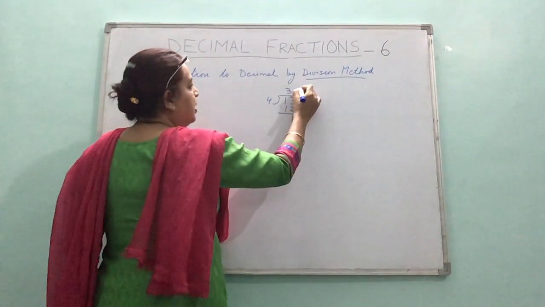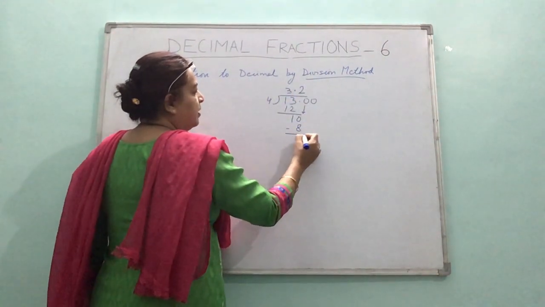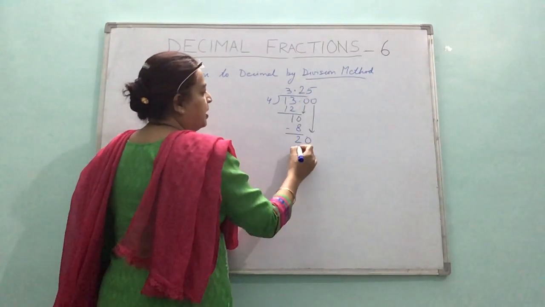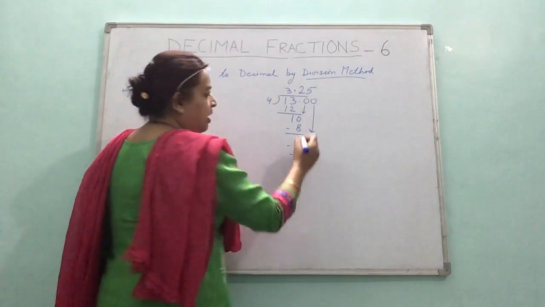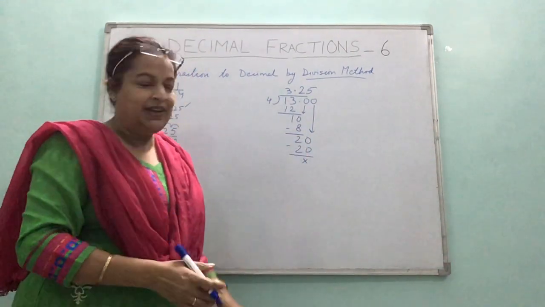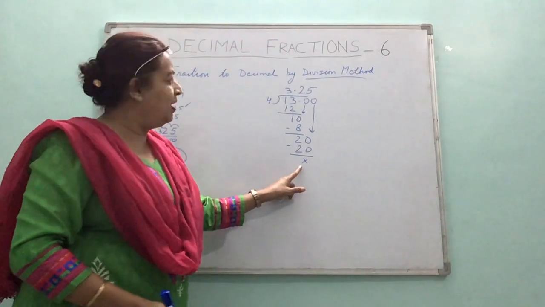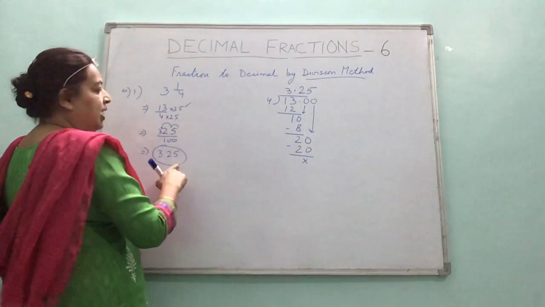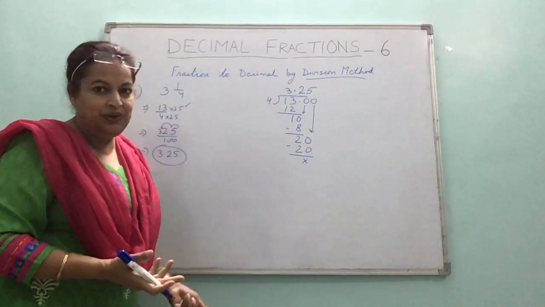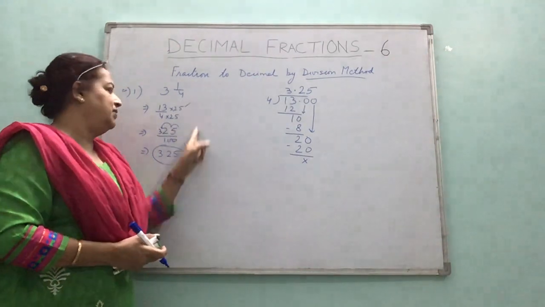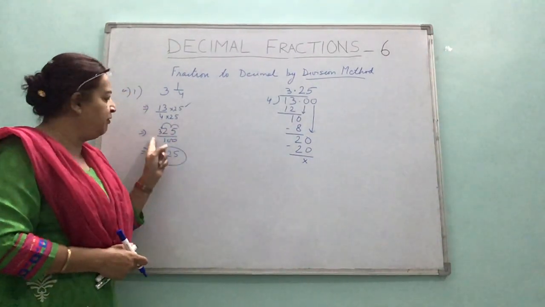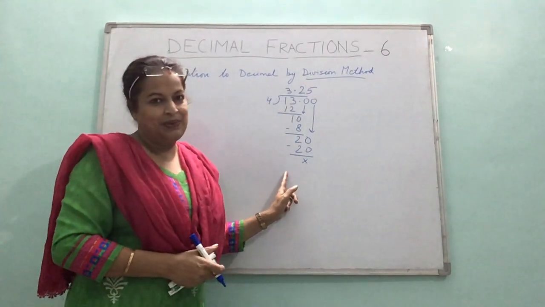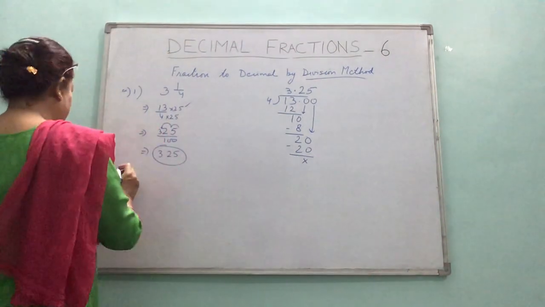Now 4 2 times is 8. Remainder 2. Again you can copy a 0. 4 5 times is 20. Now you keep dividing, you keep putting on zeros and you keep dividing till the remainder is 0. Now the remainder is 0. So 3 whole 1 by 4 by division method, the answer would be the same. Whichever method you use, the answer would be the same. So if you are able to convert into a decimal fraction, very easy. Otherwise, you can easily go by division method also. Right?